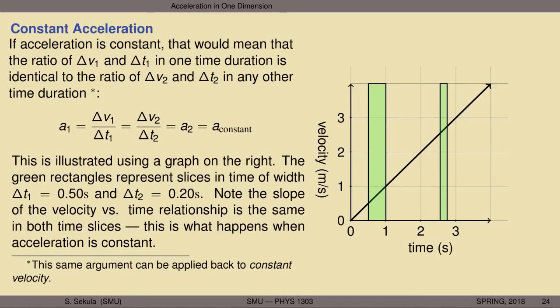It's worth noting that this same argument can be applied back to constant velocity. That is, if the slope of the change in position with respect to the change in time is the same in any two durations of time, it must be the case that the velocity is constant if the slope is the same. Just as here, because the slope of the velocity versus time is the same in the two units, it must be the case that the acceleration is the same.